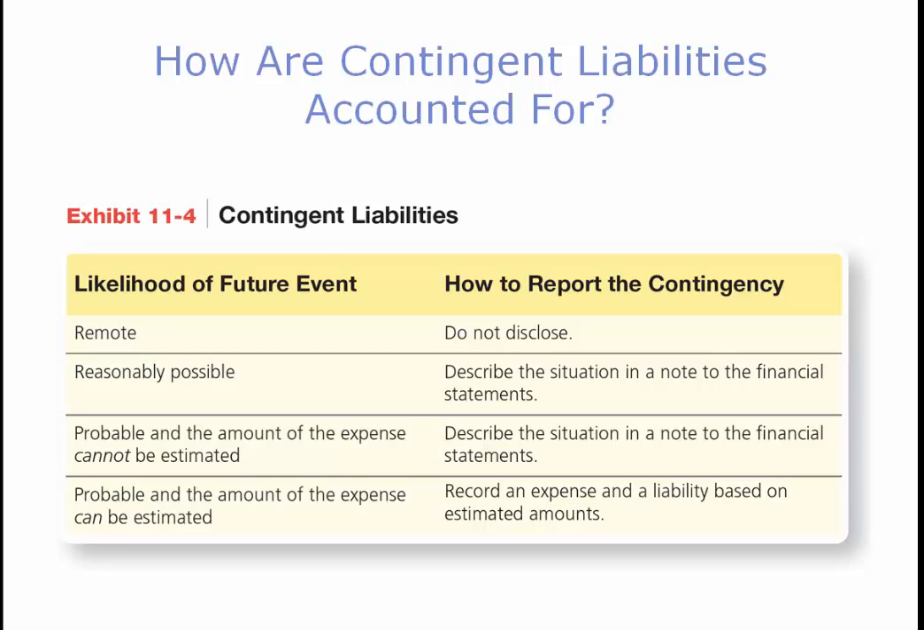And then the next one is, is it probable? If it's probable and the amount cannot be estimated, you're going to use the same approach as if it's reasonably possible. You describe it, you put it in a note to the financial statements, and you go on. Well, over time, McDonald's finally settled, and once they determined they were going to settle, they might have had an idea of how much they were going to have to pay. So they had to record an expense and a liability based off of what they expected it was going to be. That's going to be a contingent liability.